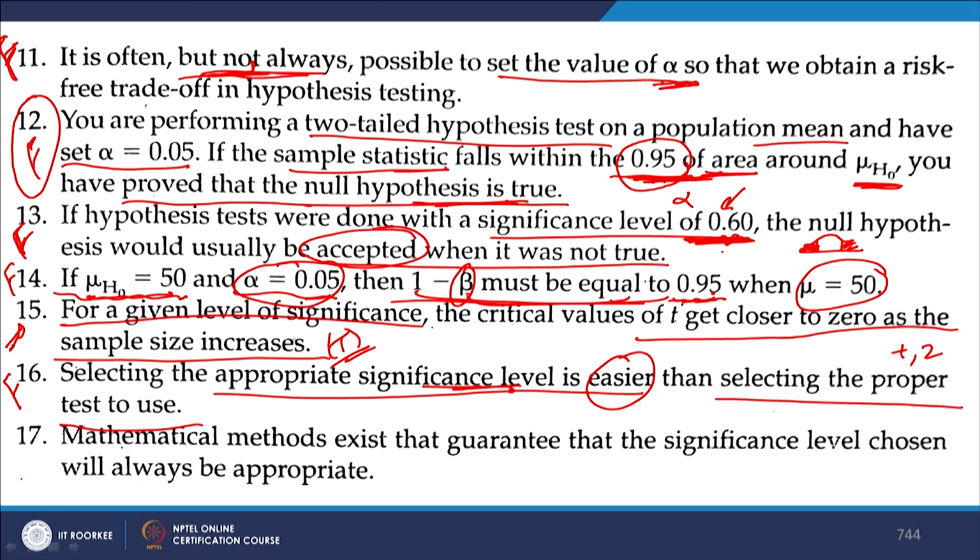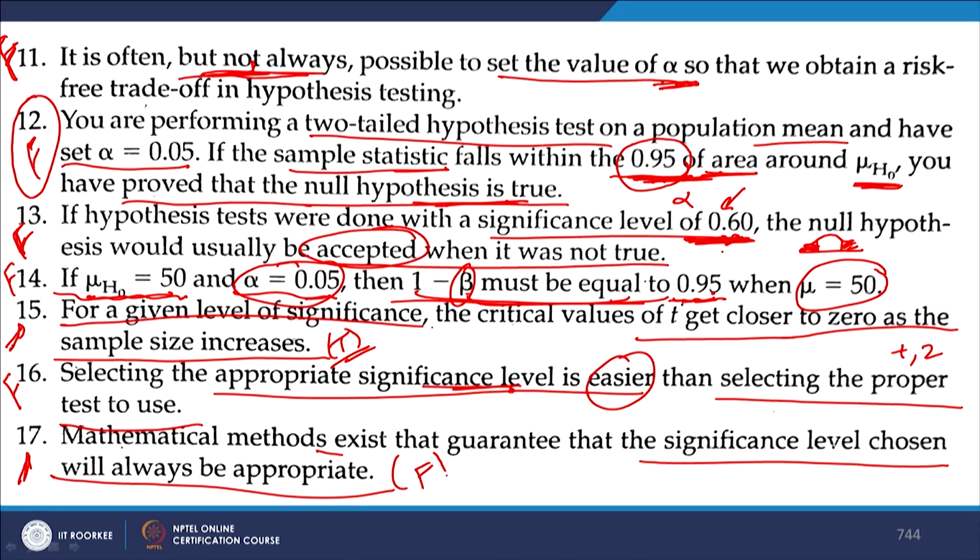Let us look at the next one. Mathematical methods exist that guarantee that the significance level chosen will always be appropriate. Do you have mathematical methods which would tell you that the chosen significance level was a correct one? In fact, you do not have any such mathematical methods. So, this statement is false. Number 17 is false.